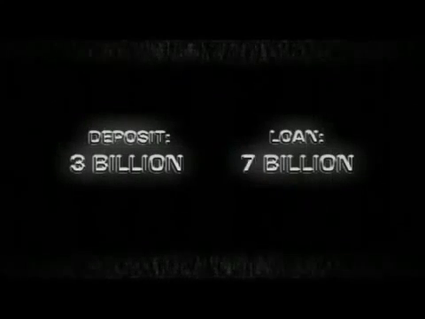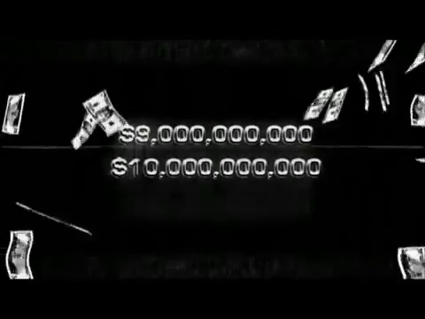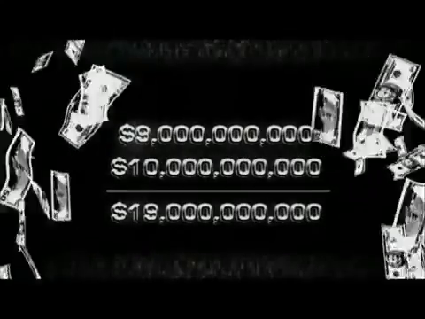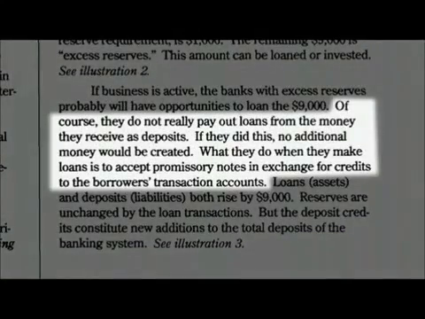Now, it is logical to assume that this $9 billion is literally coming out of the existing $10 billion deposit. However, this is actually not the case. What really happens is that the $9 billion is simply created out of thin air on top of the existing $10 billion deposit. This is how the money supply is expanded. As stated in Modern Money Mechanics, of course they, the banks, do not really pay out loans from the money they receive as deposits. If they did this, no additional money would be created. What they do when they make loans is to accept promissory notes, loan contracts, in exchange for credits, money, to the borrower's transaction accounts. In other words, the $9 billion can be created out of nothing simply because there is a demand for such a loan and that there is a $10 billion deposit to satisfy the reserve requirements.